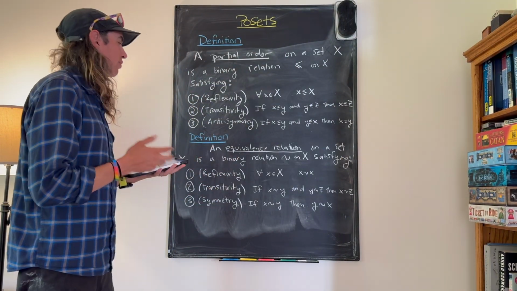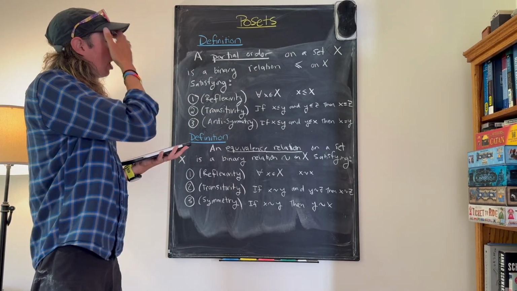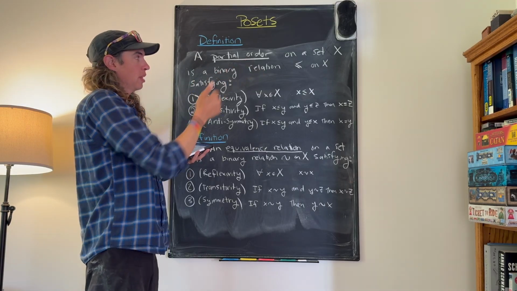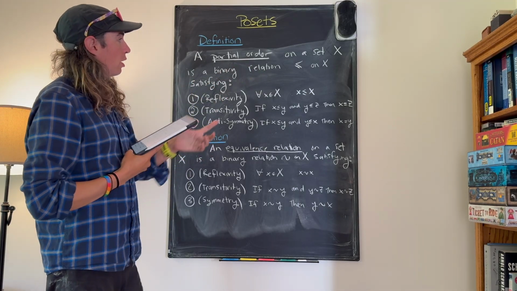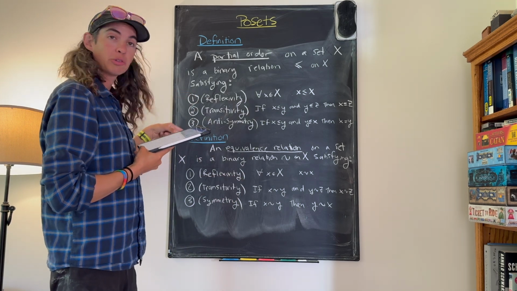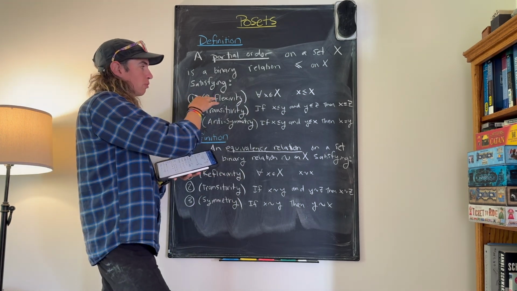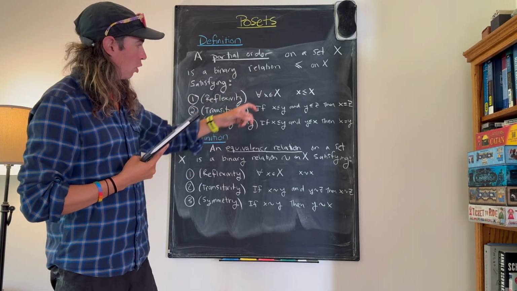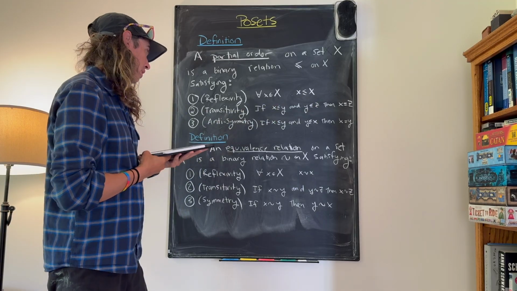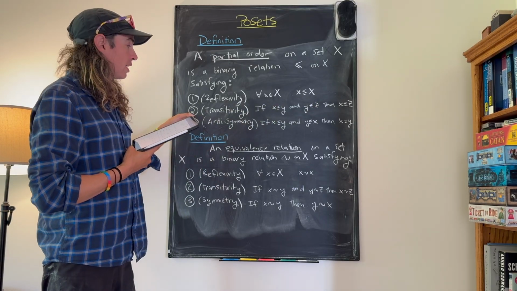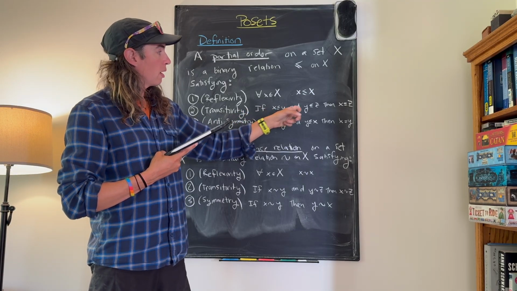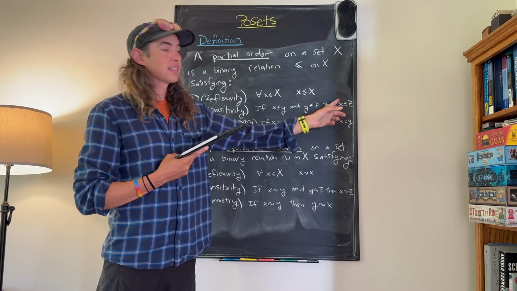Okay, so here are the definitions that I was talking about on the previous board. A partial order on a set X is a binary relation on X, which we typically denote by less than or equal to, which satisfies these three properties. Property number 1 is reflexivity. This means that for all x in X, x is related to itself. Transitivity is the second property, and this says that if x is less than or equal to y, and y is less than or equal to z, then x is less than or equal to z.